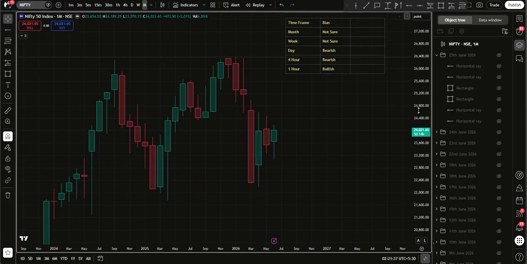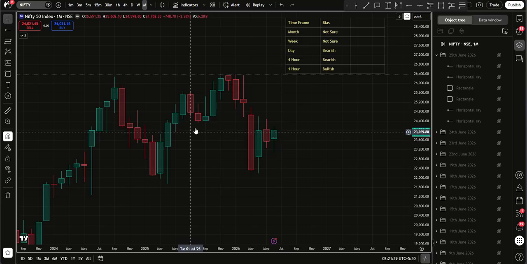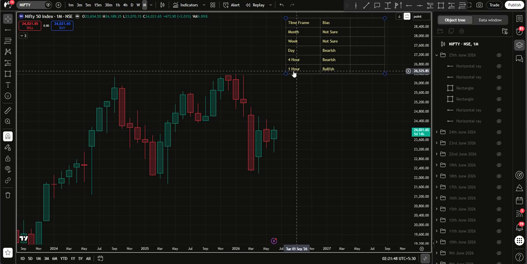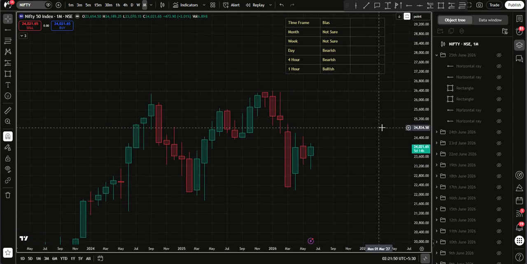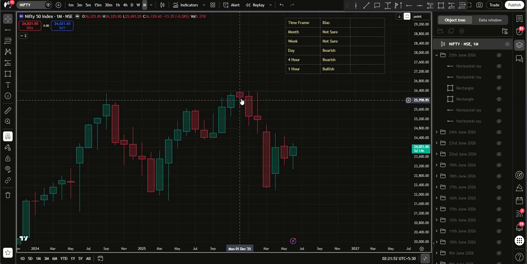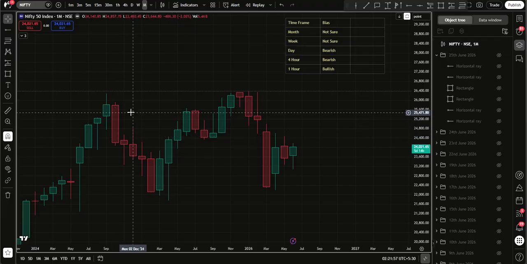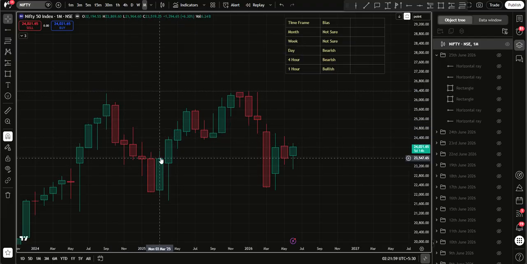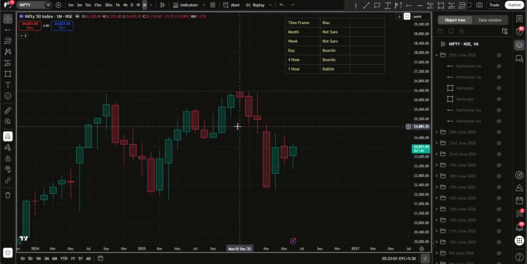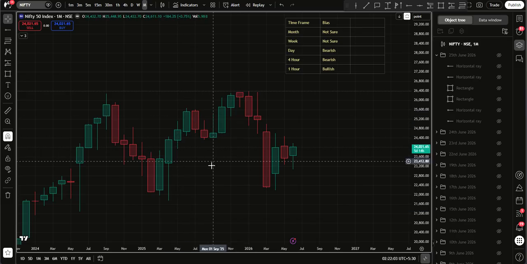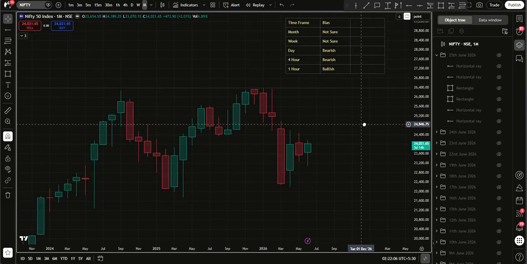On a monthly time frame, there is no bias on Nifty. For first timers, we analyze Nifty in different time frames, step by step from the monthly all the way down to the hourly. So on a monthly time frame, there is no bias in Nifty. This is a swing high and this is a lower swing high, so that's a bearish bias. This is a swing low and there's a higher low, that's a bullish bias. That's how we deduce a bias. There's nothing here, so that's not sure.